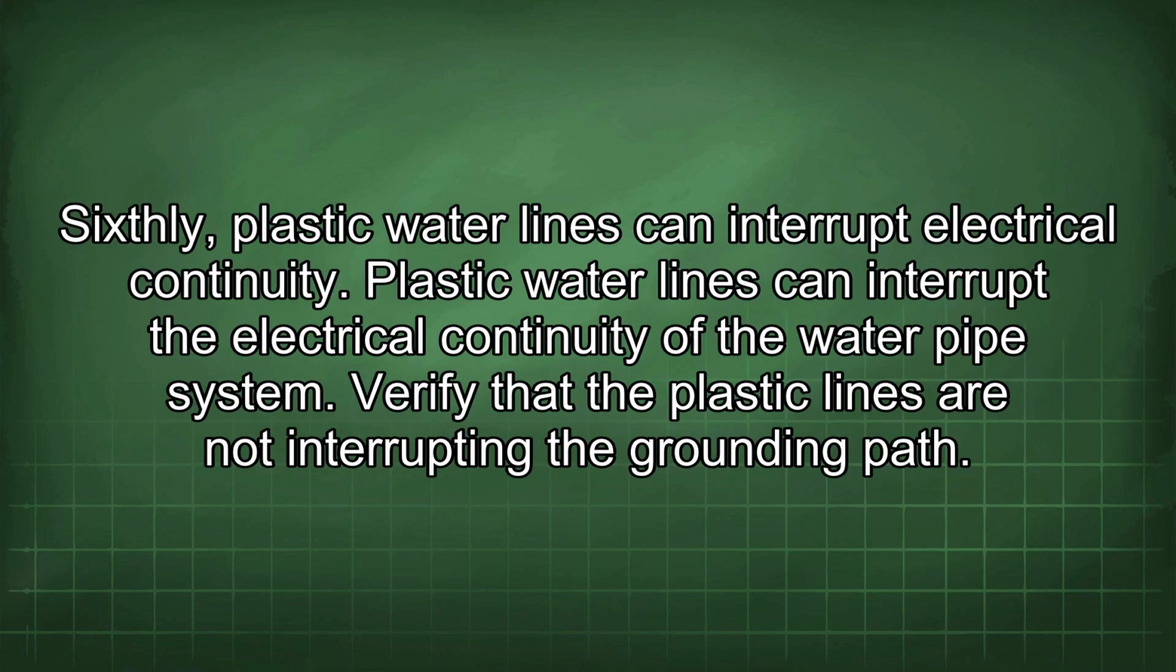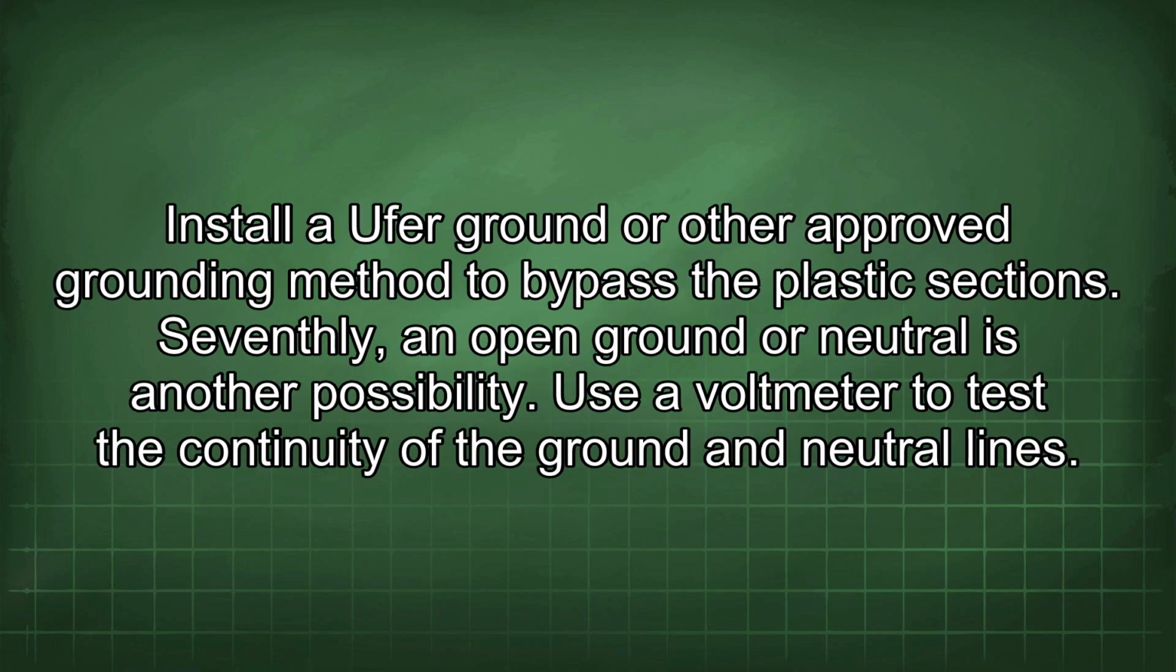Sixthly, plastic water lines can interrupt electrical continuity. Plastic water lines can interrupt the electrical continuity of the water pipe system. Verify that the plastic lines are not interrupting the grounding path. Install a U-bolt ground or other approved grounding method to bypass the plastic sections.